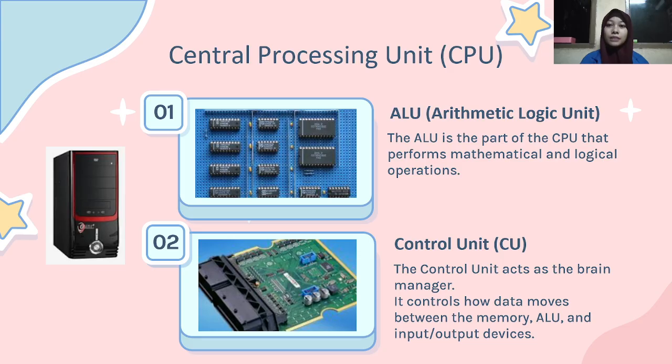Next, we talk about the central processing unit or CPU, which we usually call the brain of the computer. Inside the CPU, there are two main components. First, there is the ALU or arithmetic logic unit. The ALU is a part of the CPU that performs mathematical and logical operations. And second, there is the CU or control unit. The control unit acts as the brain manager. It controls how data moves between the memory, ALU, and input or output device.